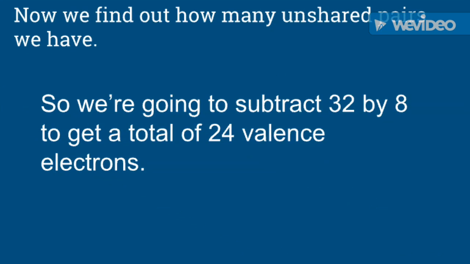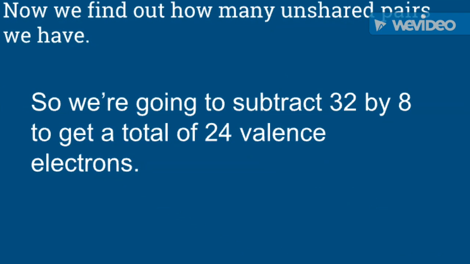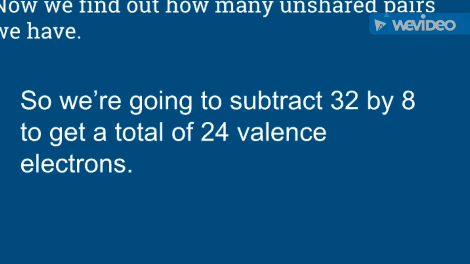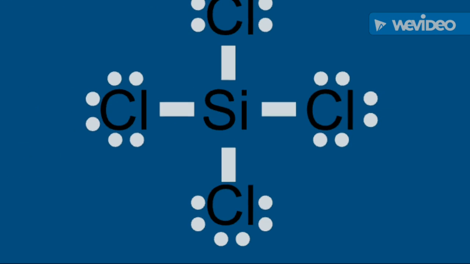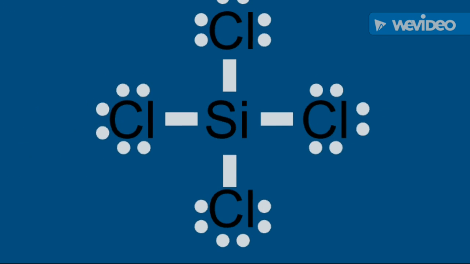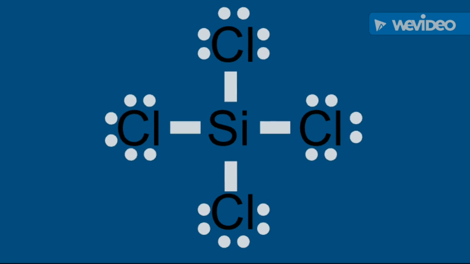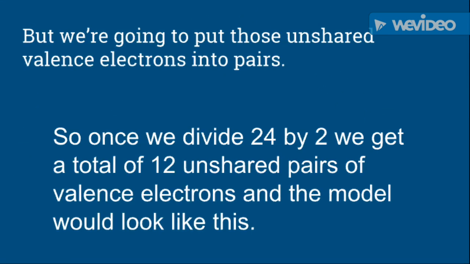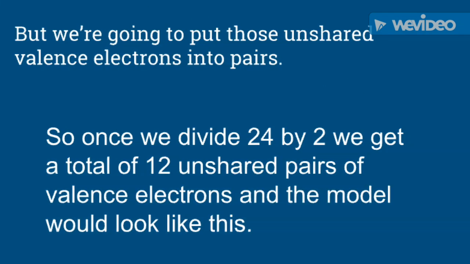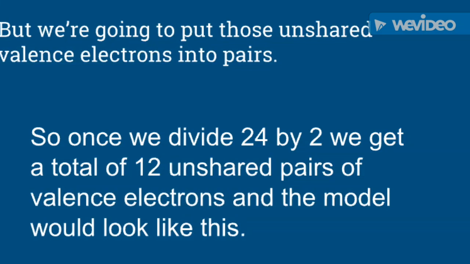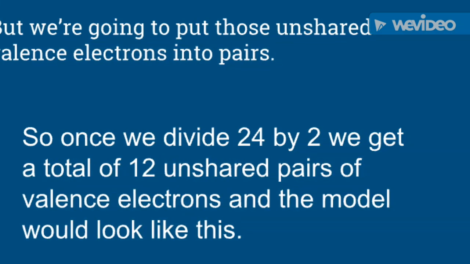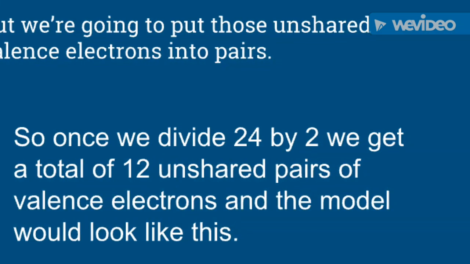Now we find out how many unshared pairs we have. So we subtract 8 from 32, and we get a total of 24 valence electrons. But we're going to put those unshared valence electrons into pairs, so we're going to divide 24 by 2 and get a total of 12 unshared pairs of valence electrons.